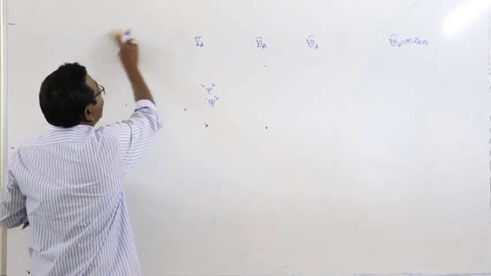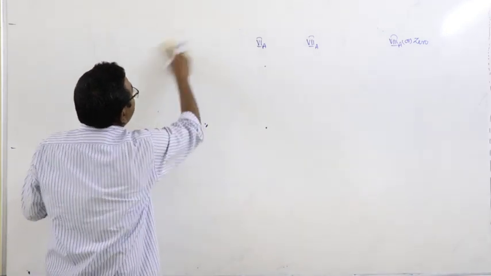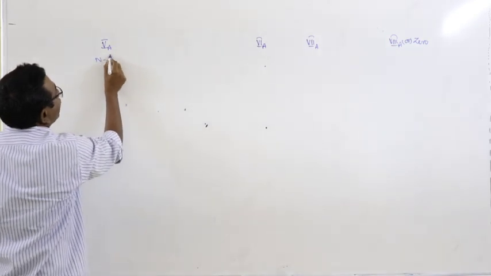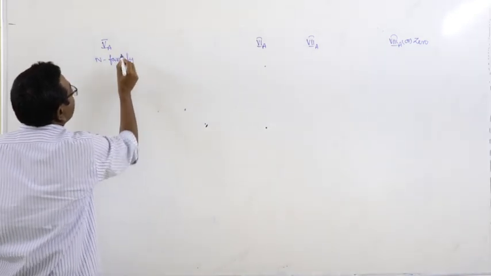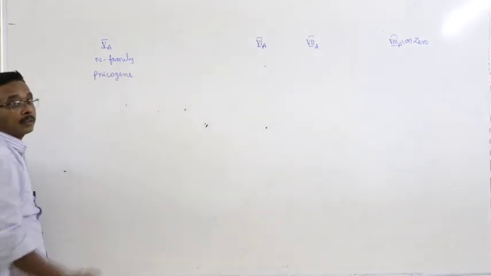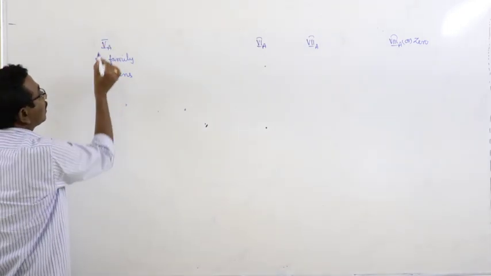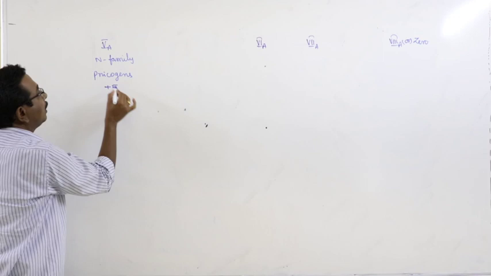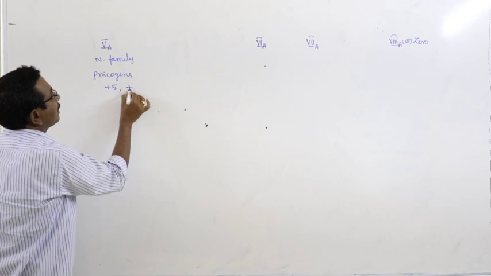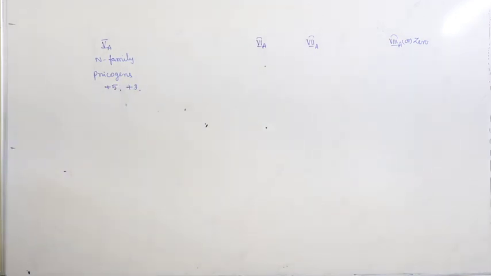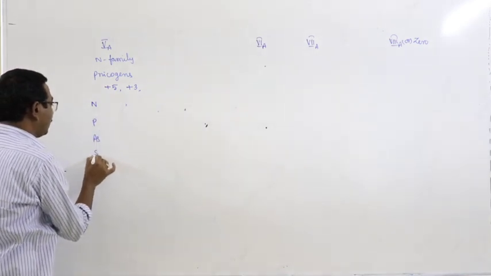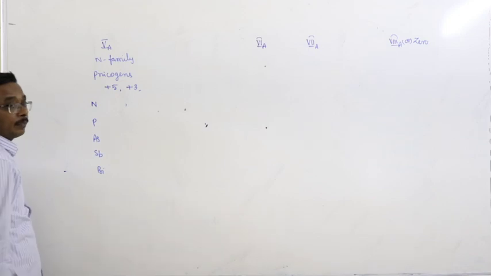Next one, 5A group elements. This is also commonly known as the nitrogen family, and they are also represented as pnictogens. The general oxidation state of 5A group elements is +5. Along with this, the other oxidation state shown by the 5A group elements is +3 also. And here what are the elements? Nitrogen, phosphorus, arsenic, antimony and bismuth.